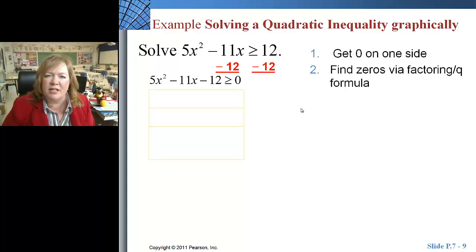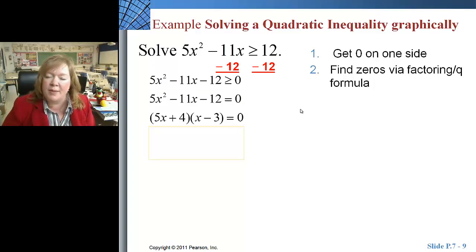Second, you're going to find the zeros. Those are our boundary points and critical points for our graph. So when we solve this, it will factor to 5x plus 4 times x minus 3 equals 0. If you don't know how to factor, remember that quadratic formula always works. When we set each of the factors equal to 0, we get x equals negative 4/5 or x equals 3. Now we're going to pop it into our graphing calculator.